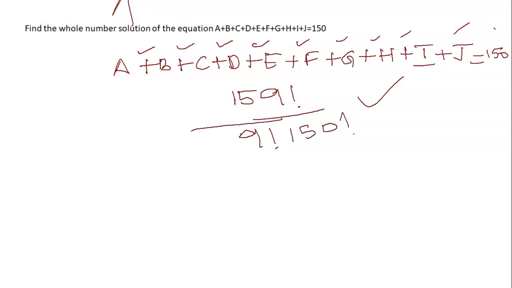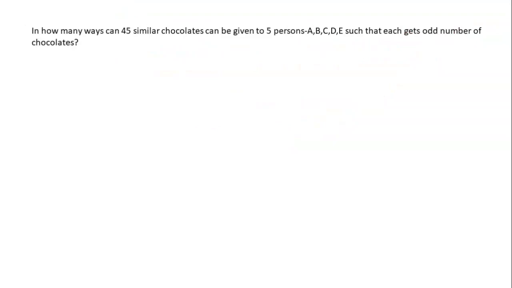Nothing more. Next question. How many ways can 45 chocolates be distributed among 5 persons such that each one gets an odd number of chocolates?